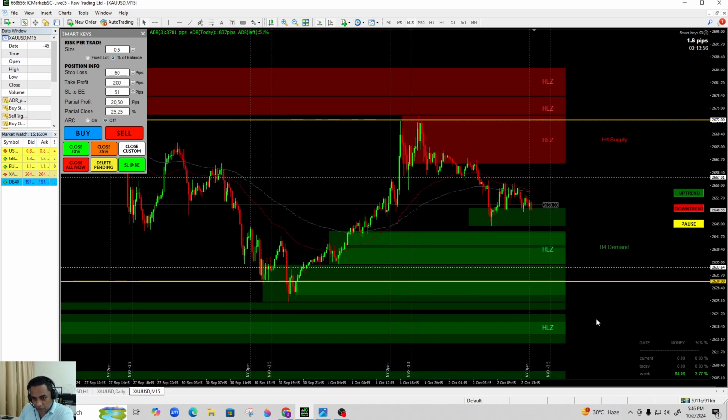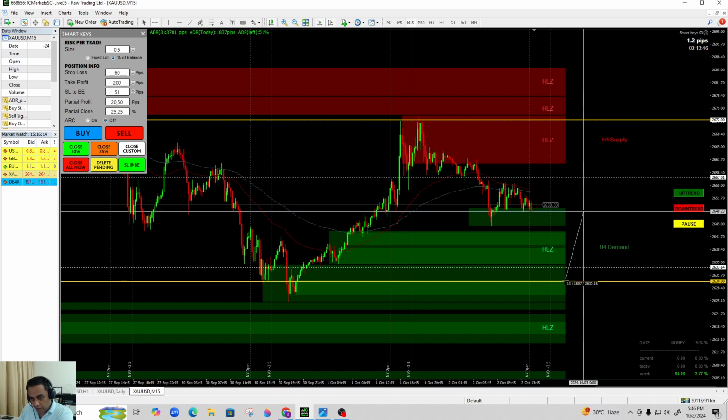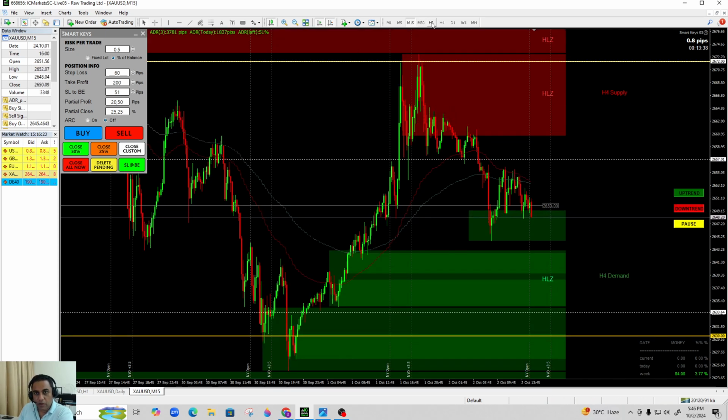So, we've got these light green boxes marked all the way down here, right? The first one is about 60 pips away, and then 100 pips away, and then 185 pips away, and then almost 300 pips away. So that's fine. Let's do the same for supply as well.